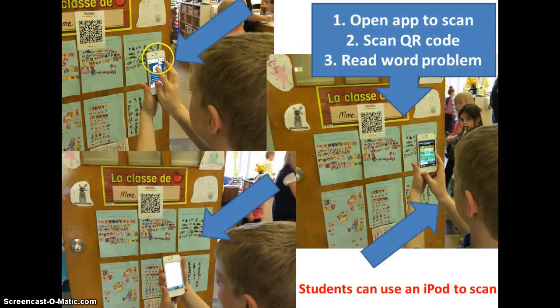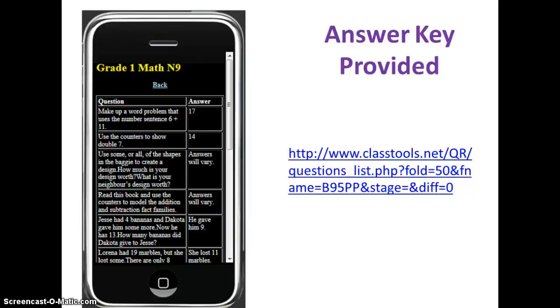Here's an example. We can see the student up here. He is opening the scanner app, scanning, and he has his word problem. This is the grade 1 classroom. Here are our word problems that we spoke of a moment ago. Question number 1 was make up a word problem that uses the number sentence 6 plus 11, and there's the answer that we had put in. So if I go to this website right here, it will give me all of the information, and I can go back and edit this, which is awesome.